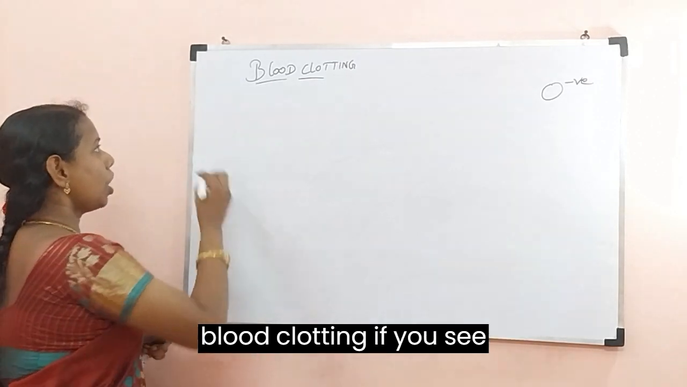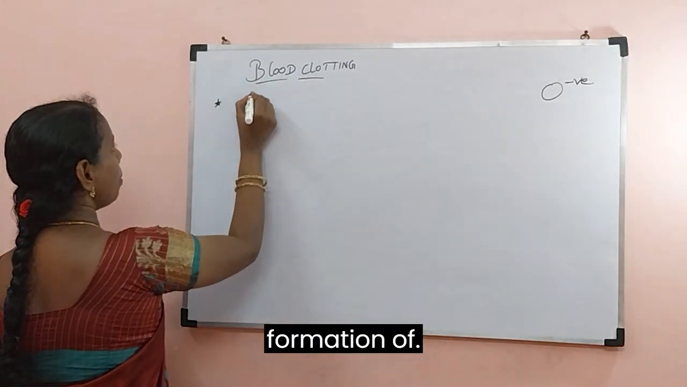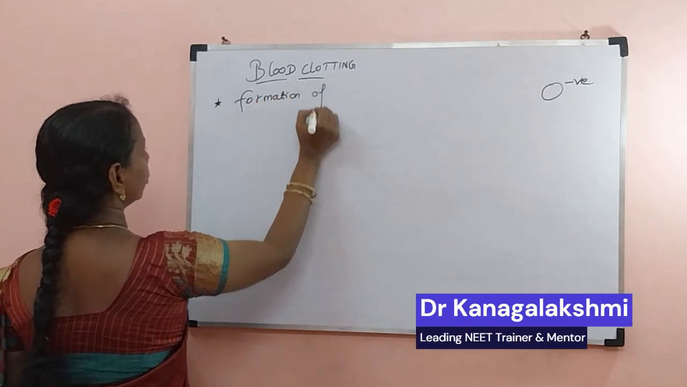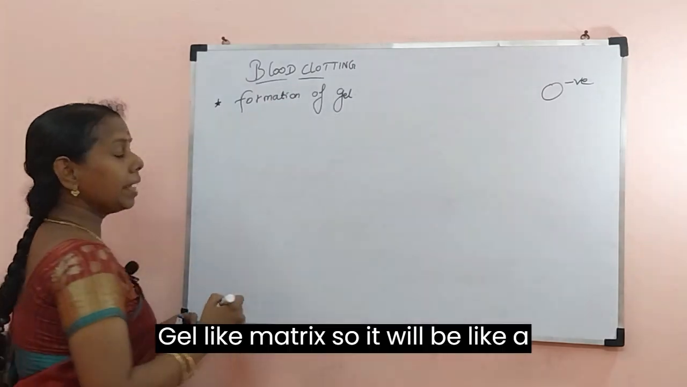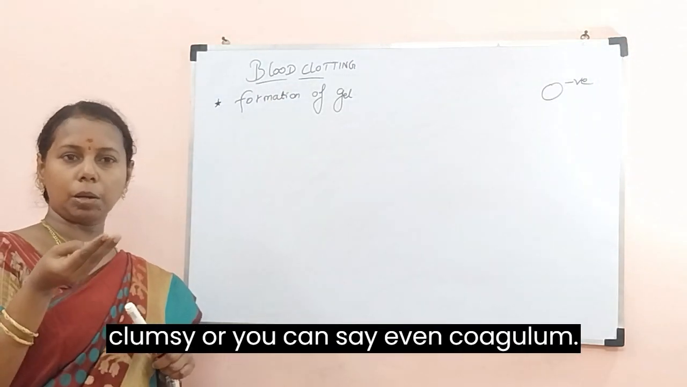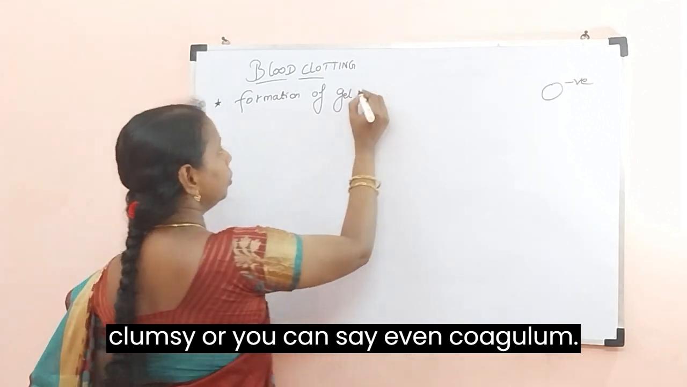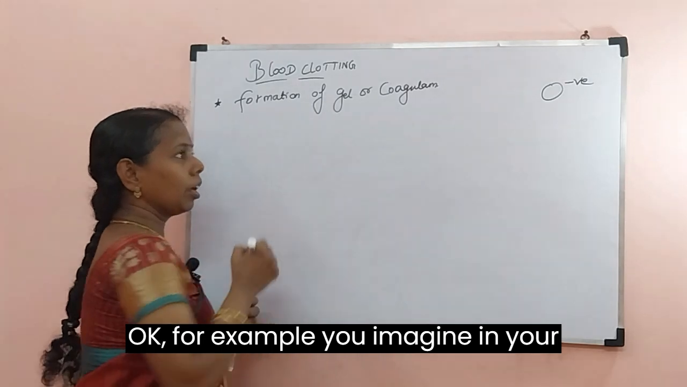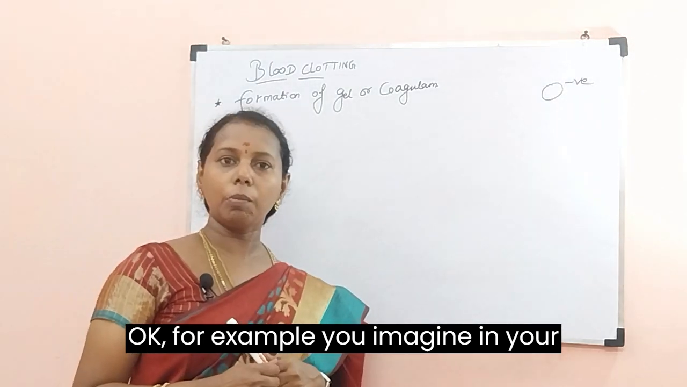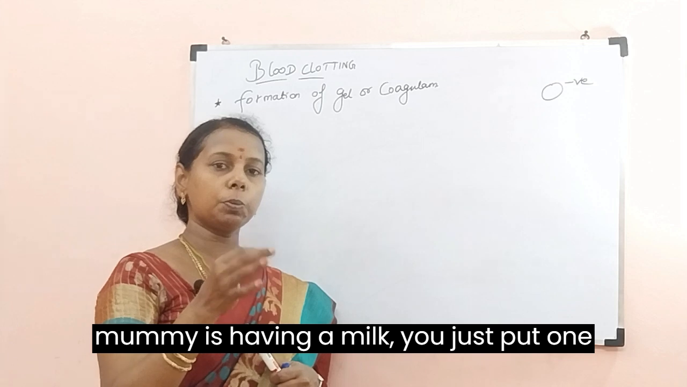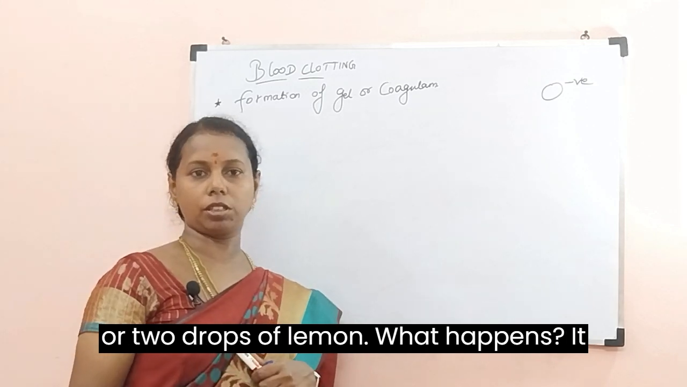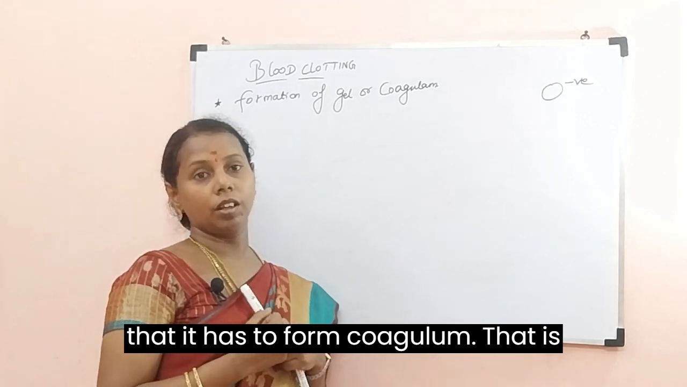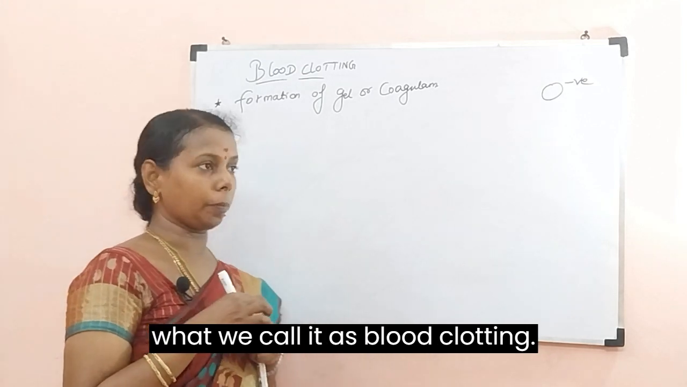Yes. So, in blood clotting, if you see, there is formation of a gel-like matrix. It will be like a clump, or you can say even a coagulum. For example, imagine when your mummy is having milk, you put one or two drops of lemon. What happens? It forms a coagulum, yes or no? So, like that, it has to form a coagulum. That is what we call blood clotting.